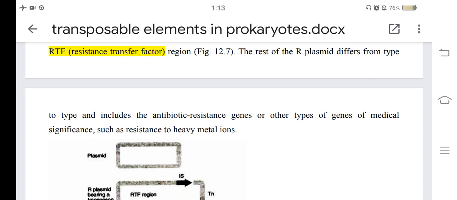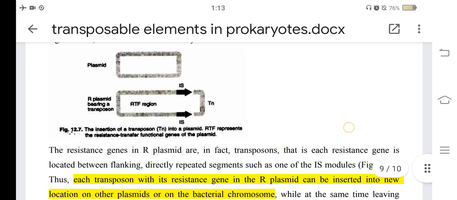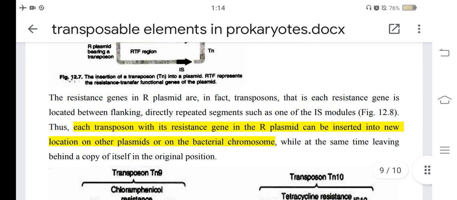The rest of the R plasmid differs from type to type and includes the antibiotic resistance genes or other types of genes of medical significance, such as resistance to heavy metal ions. The resistance genes in R plasmids are in fact transposons.